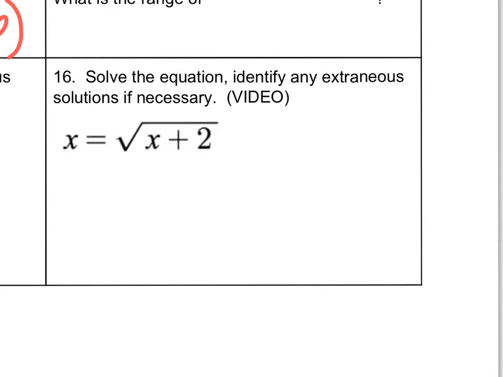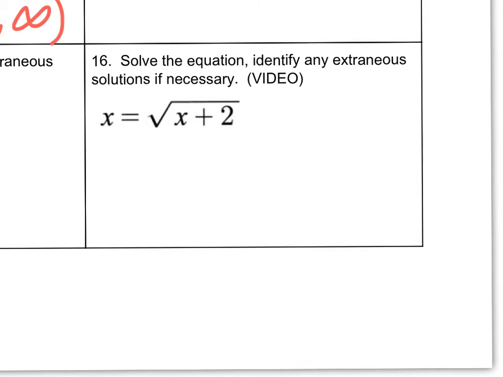All right, number 16. We got to solve this equation. We've already got the square root by itself, so we know we got to square both sides. We got x squared is equal to x plus 2. We are going to have to look for extraneous values, and that's because we had a variable on this side. Whenever we have a variable over there, we will have to do this. I've also got an x squared and an x in the same problem.